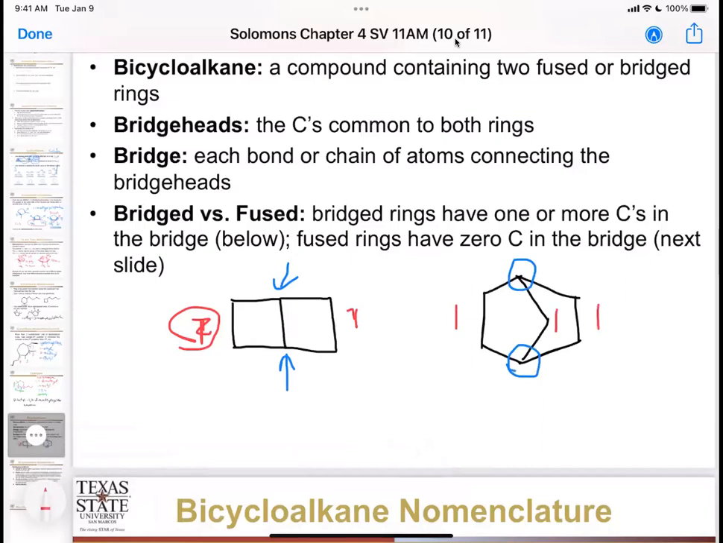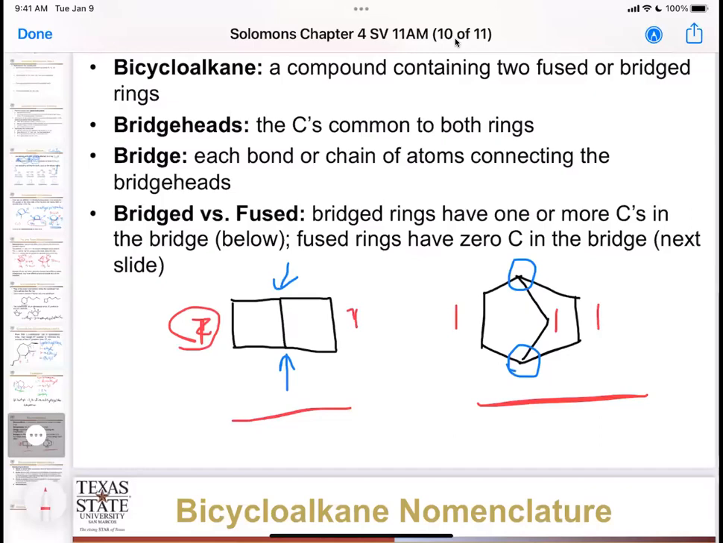So in the one right here, we have three bridges. That means we have what we call a fully bridged cycloalkane. In here, we only have two bridges. We call those fused, but we number them in a similar fashion. Okay, so let's figure out how to name these things.